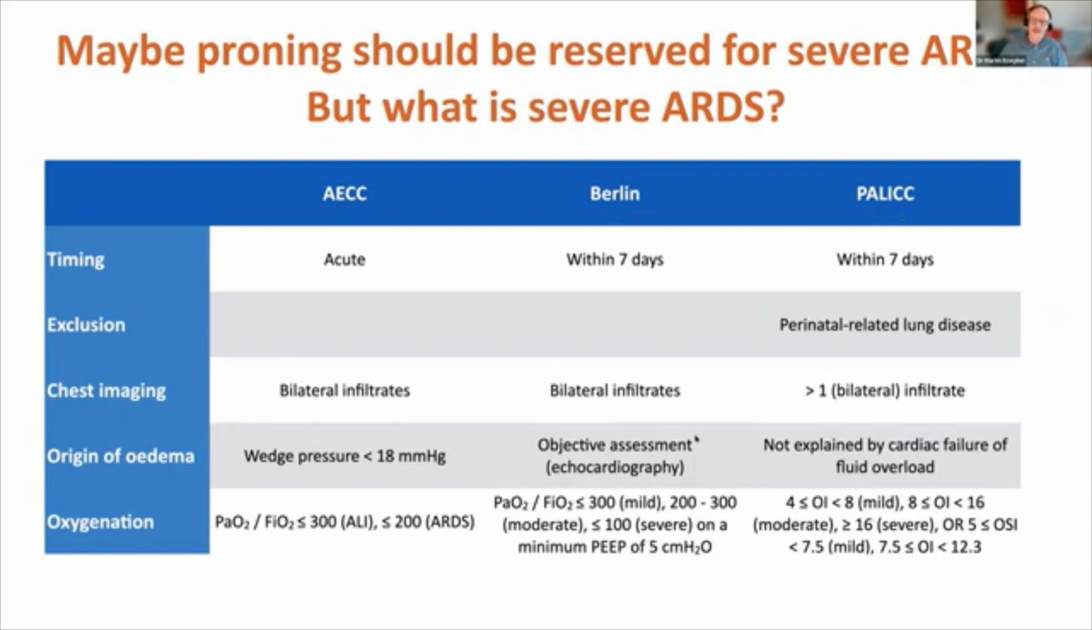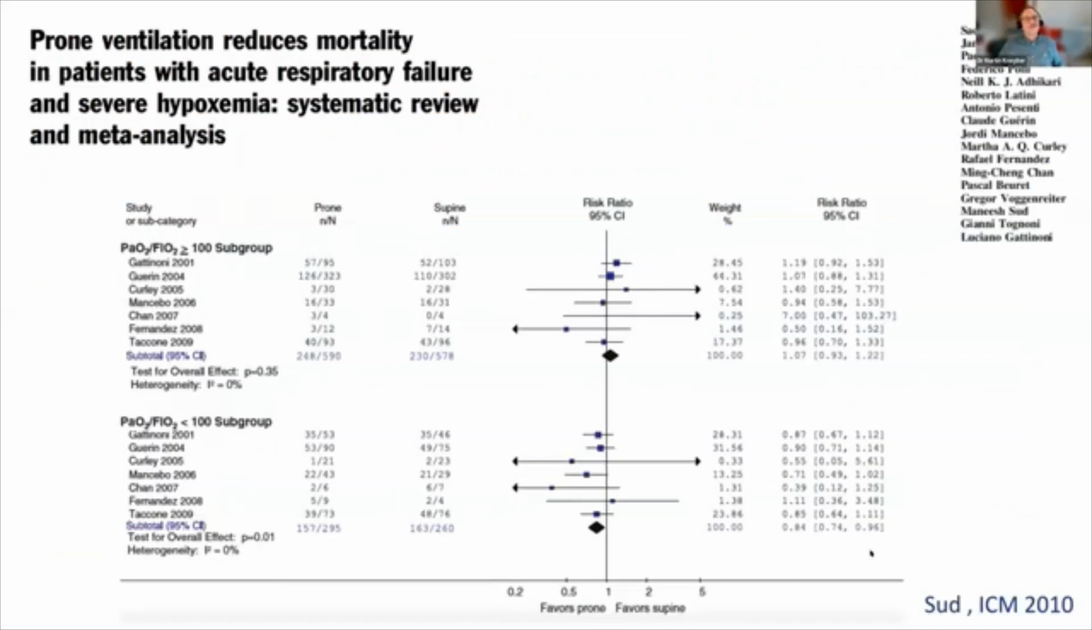In the adults, severe ARDS is defined by a PF ratio below 100 with a minimum PEEP of 5. For the pediatric version, severe ARDS is defined as an oxygenation index equal to or greater than 16, or if you don't have an indwelling arterial line, greater than 12.3. So maybe for severe ARDS, proning indeed improves patient outcome.